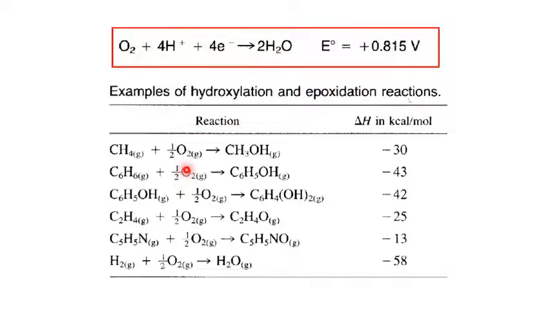You can see over here all these hydrocarbons, methane, benzene, and ethene, this kind of molecule. So this is the example of hydroxylation or epoxidation. If you see the enthalpy change, all the enthalpy changes are negative, because this kind of transformation is favorable according to the enthalpy change.